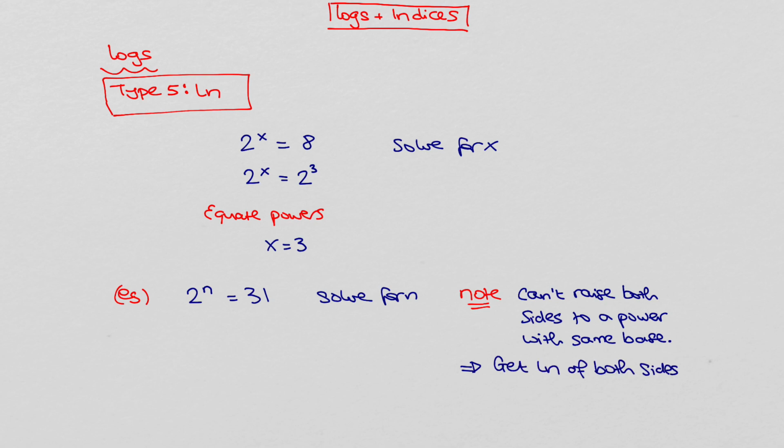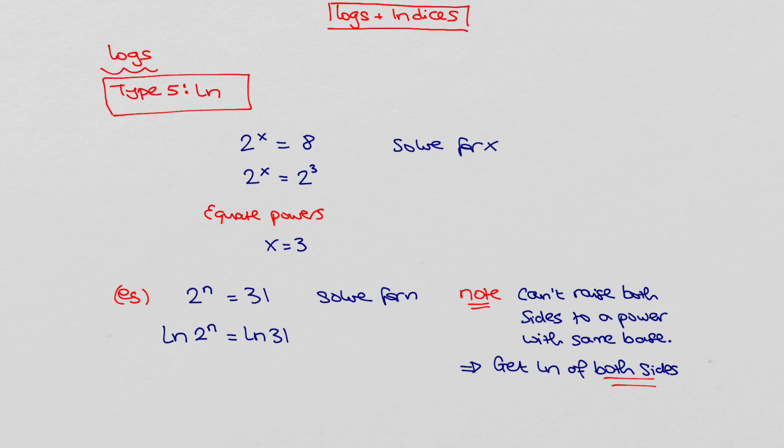So like anything in maths, if I do something to one side, I must do it to both sides. So if we look at 2 to the n equals 31, I'm going to get log of both sides. That means I'm going to say natural log of 2 to the n equals natural log of 31.